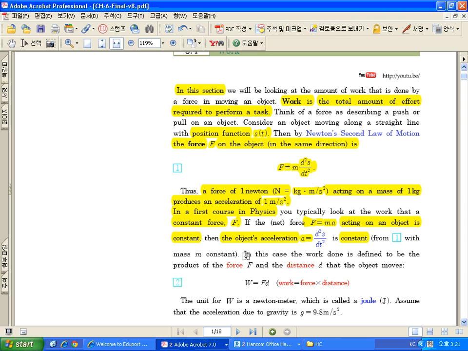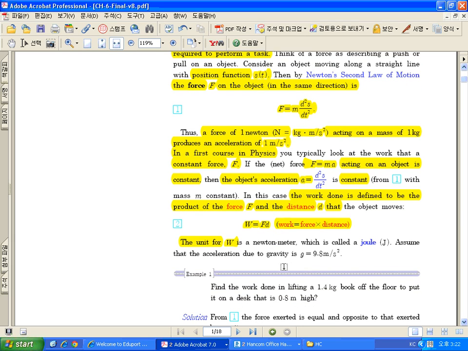In this case, the work done is defined to be the product of the force F and the distance d that the object moves. So work is the force times the distance moved. So W is equal to Fd. F is equal to m times the acceleration, and W is F times d. Those are the two formulas that you should know in this section.